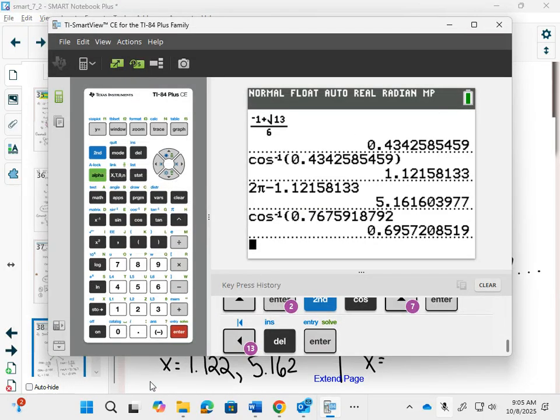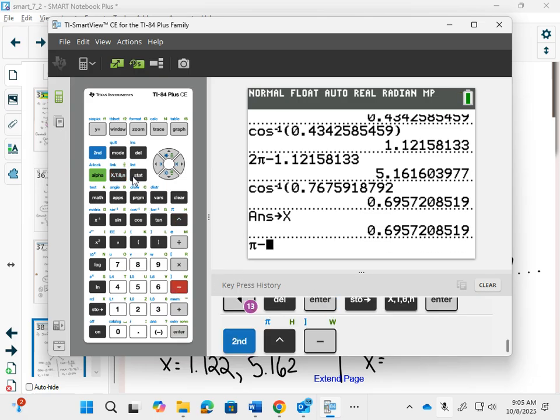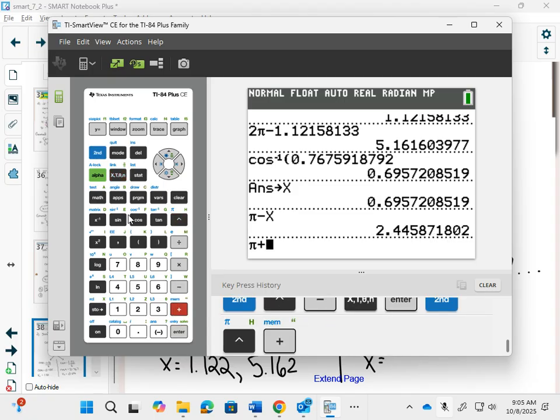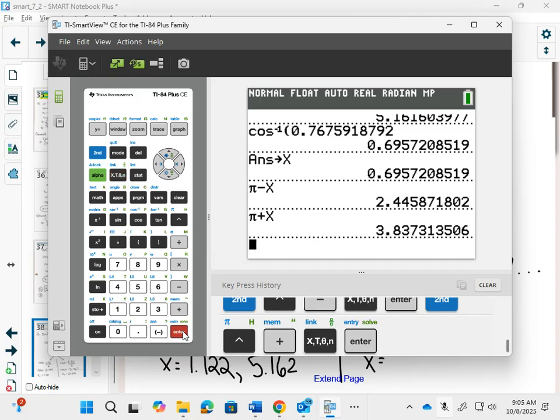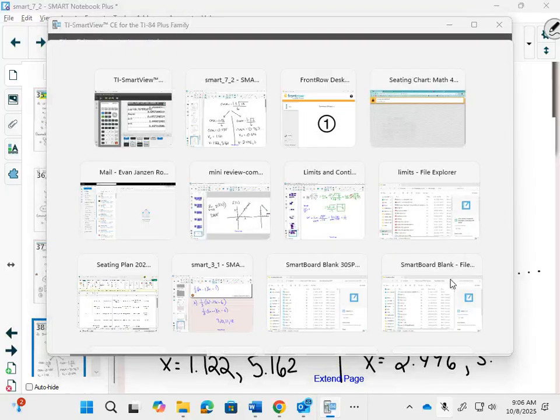So I know I'm going to use this twice, so I'm going to use my store button, store it as x. Quadrant 2, pi minus x. And quadrant 3, pi plus x. So 2.446. And 3.837.